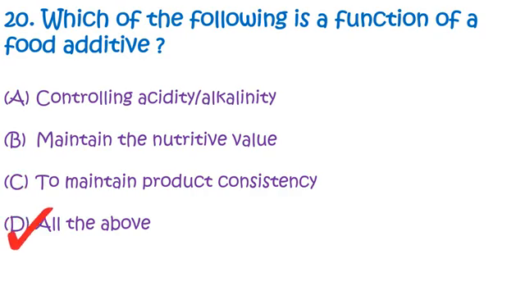Food additives are the chemicals which are added to a food product to maintain or enhance the desired specific effect, like to increase the nutritive value, preservative effect, or the sensory attributes. Thus, all of the above is the correct answer.